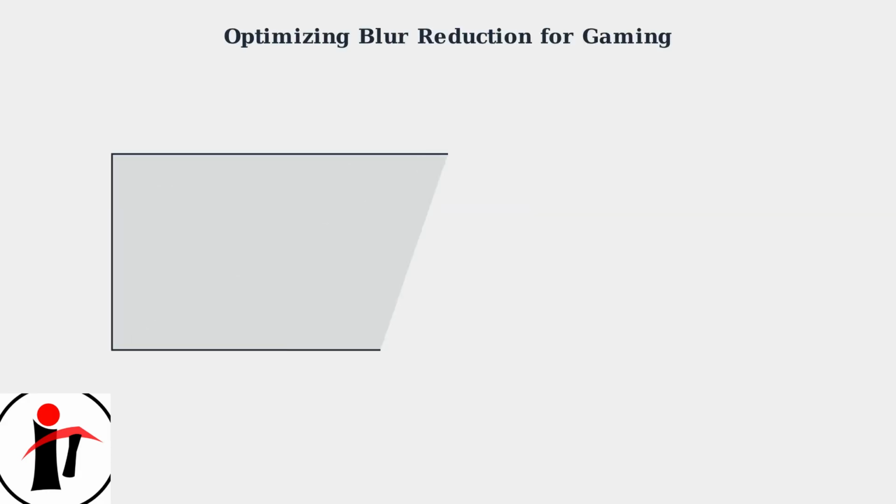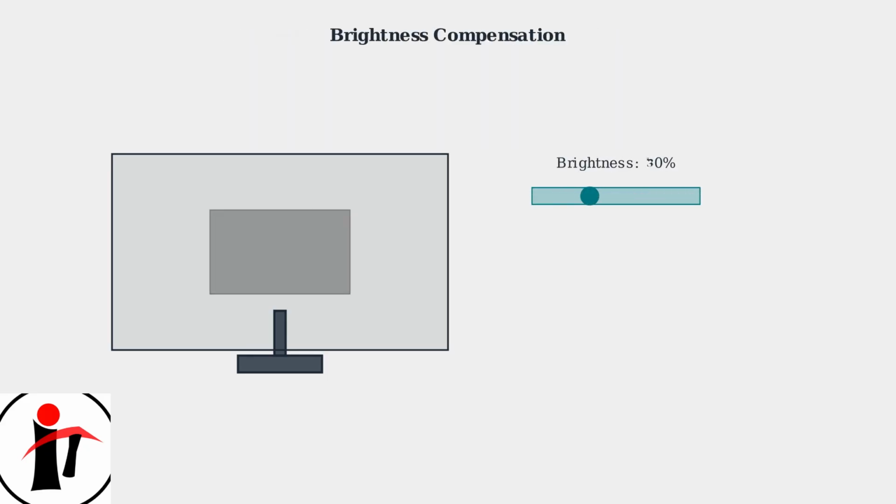After enabling blur reduction, proper optimization is crucial for the best gaming experience. We'll cover brightness compensation, game profiles, and troubleshooting common issues. First, compensate for brightness reduction. Blur reduction typically reduces screen brightness by 40 to 50%. Increase your monitor's brightness setting to maintain visibility.